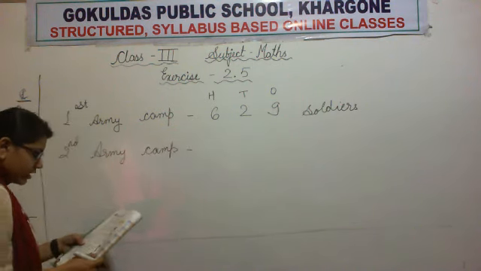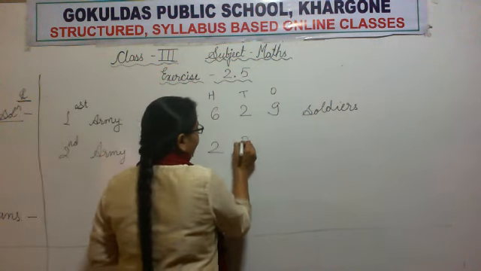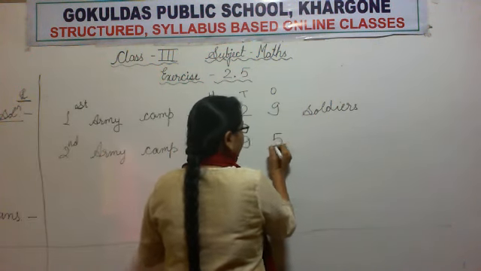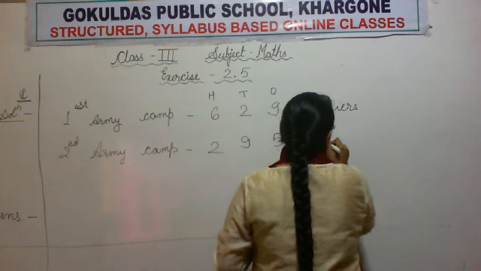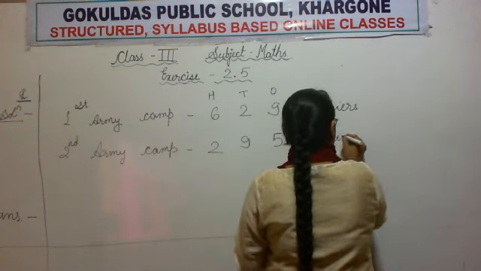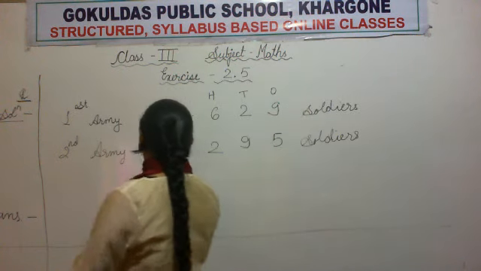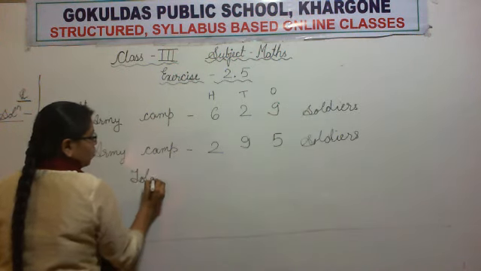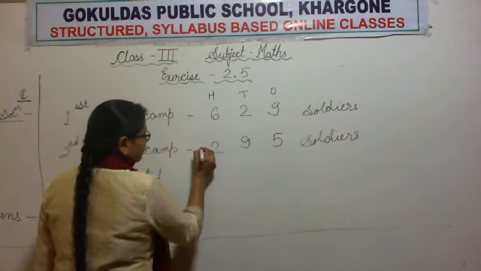How many soldiers? 295 soldiers. 295 soldiers. Now we have to find the total. So we will add them.